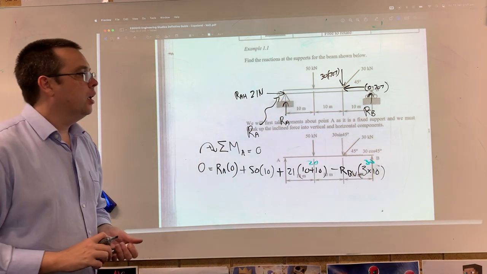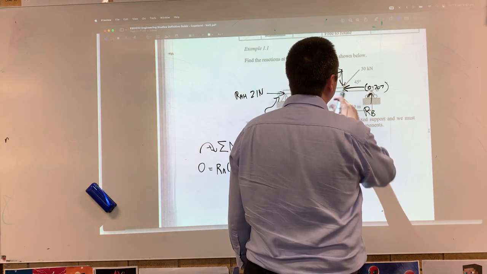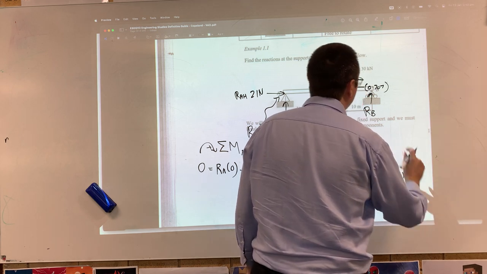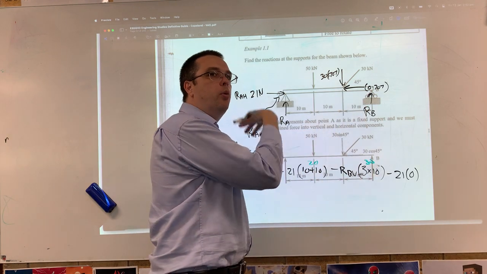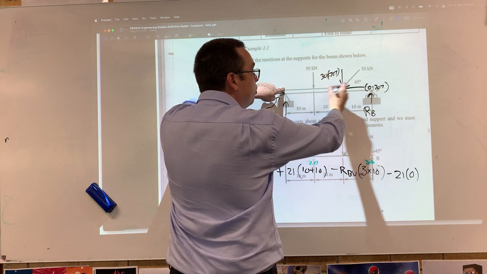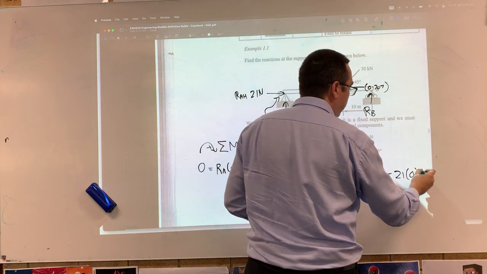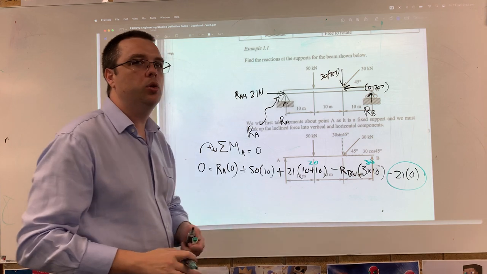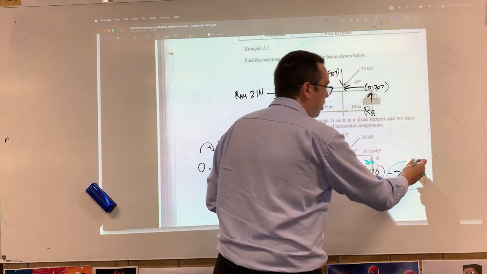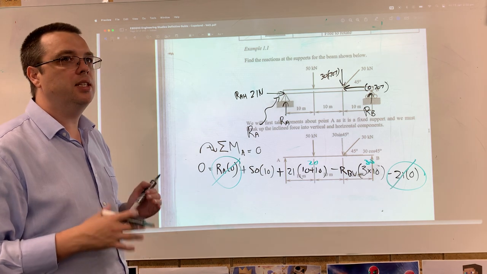Now, because I'm a completionist, because I like to add everything, I would also add that we also have 21 multiplied by zero. We have still this horizontal force, but we ignore it. The reason we ignore it is because it's passing through A. Now, some people won't write that down, and by not writing it down, people will say, well, there's this force there. Why did you ignore that? So I think it's much better to write it down so you're communicating clearly that these things are not being ignored. They're eliminated because their perpendicular distance is zero.